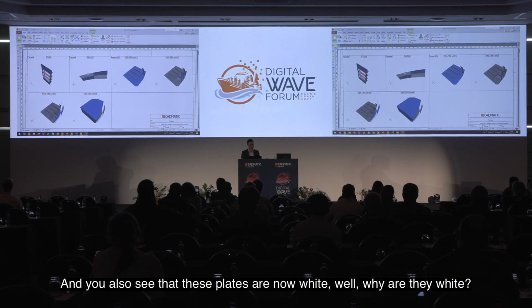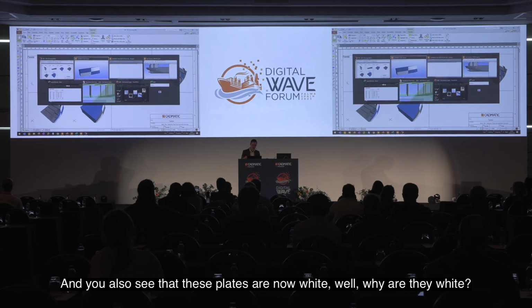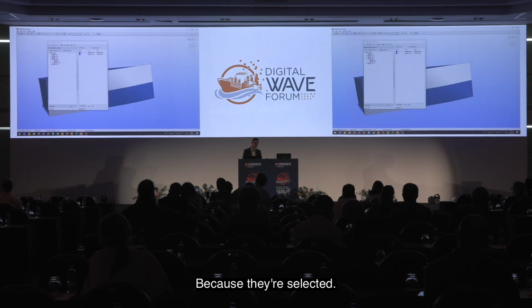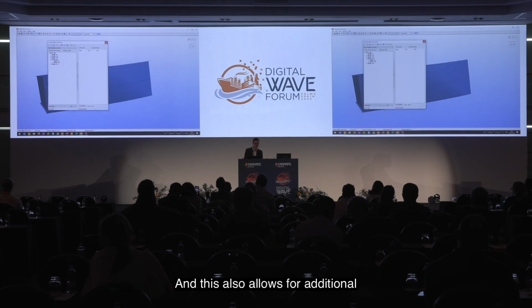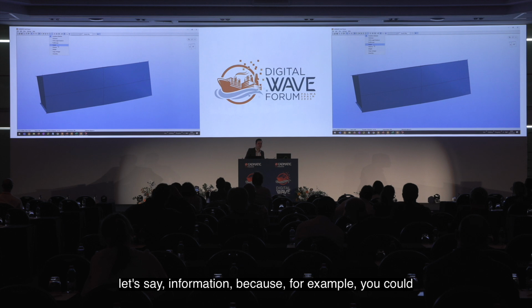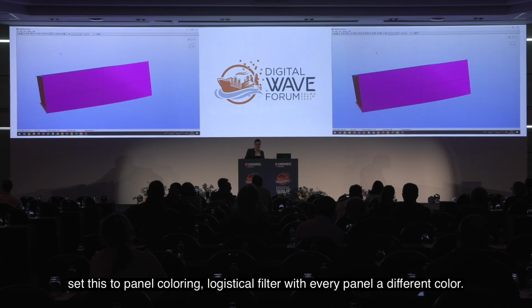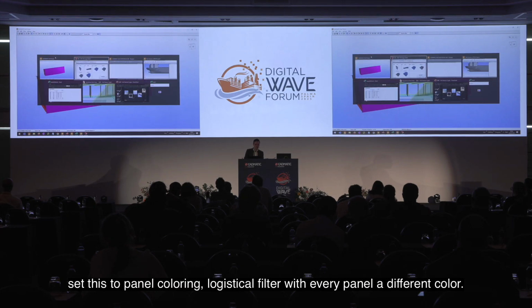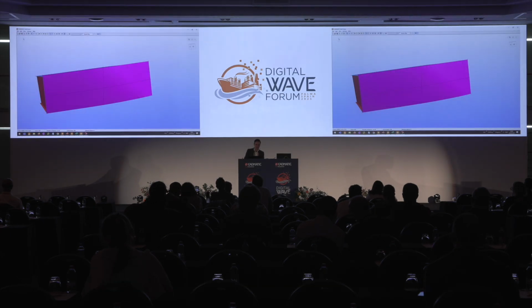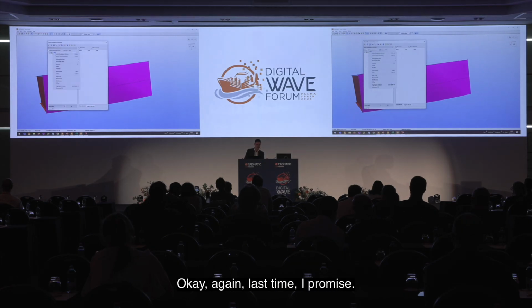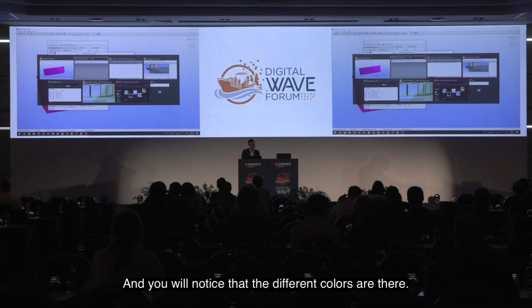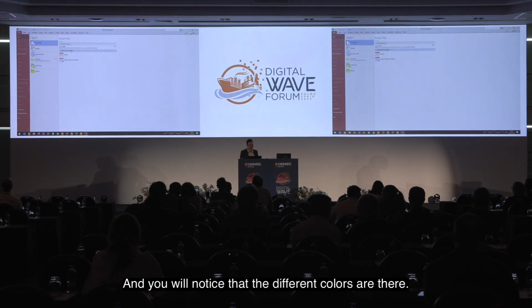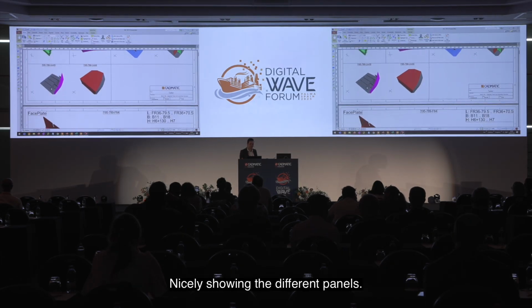And you also see that these plates are now white. Well, why are they white? Because they're selected. The colors, as you see in the Hull viewer, are being used. And this also allows for additional information. Because, for example, you could set this to panel coloring, logistical filter with every panel a different color. Regenerate this. Again, last time I promise. And you will notice that the different colors are there, nicely showing the different panels.